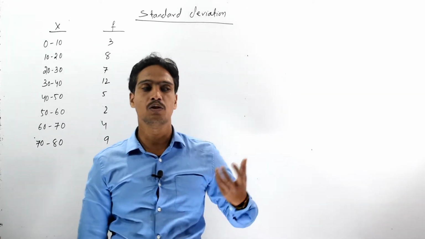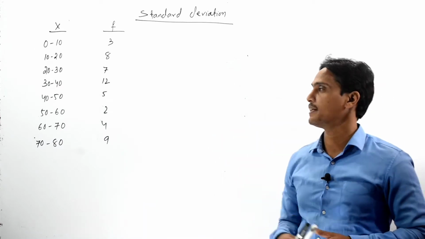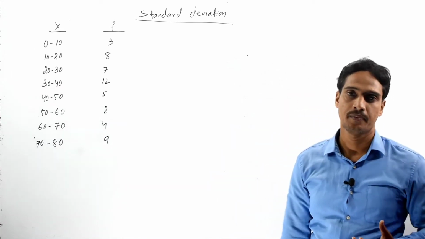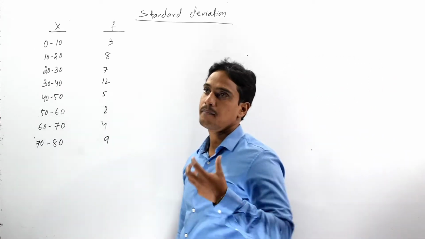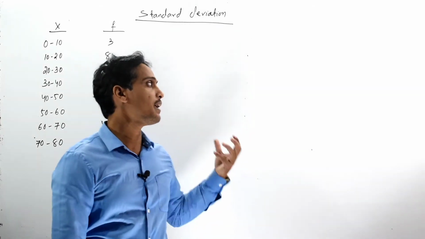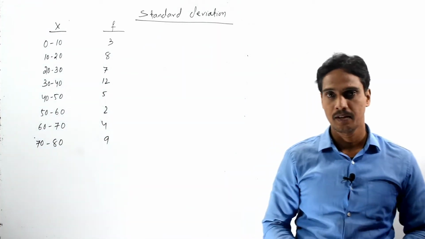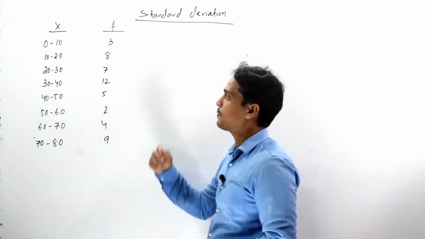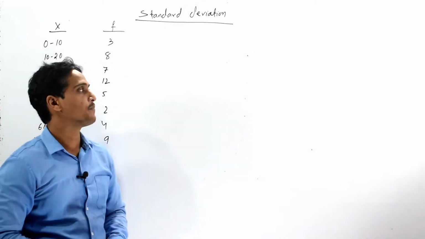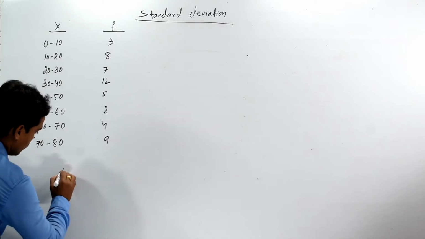That means we should find out standard deviation by using direct method, by using shortcut method, by using step deviation method, and by using arithmetic mean method. So first of all, we should find out standard deviation under direct method.